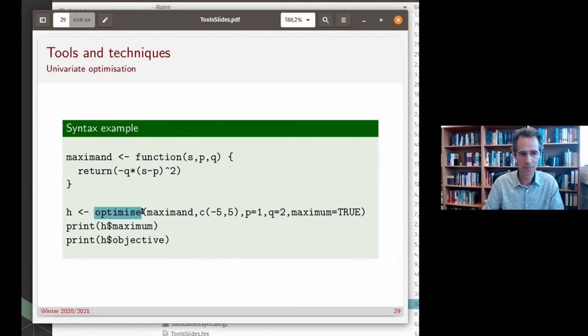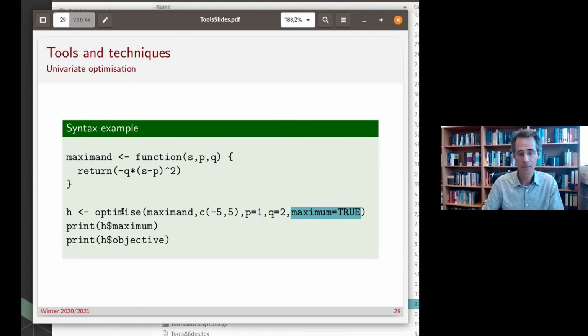You use the optimize command. The first argument is the function you would like to optimize. The second argument is the interval over which to maximize, in this case from -5 to +5. Then you can put in here the values of the other arguments. So suppose p is set to 1 and q is set to 2. And you have to say that you would like to find the maximum rather than the minimum.